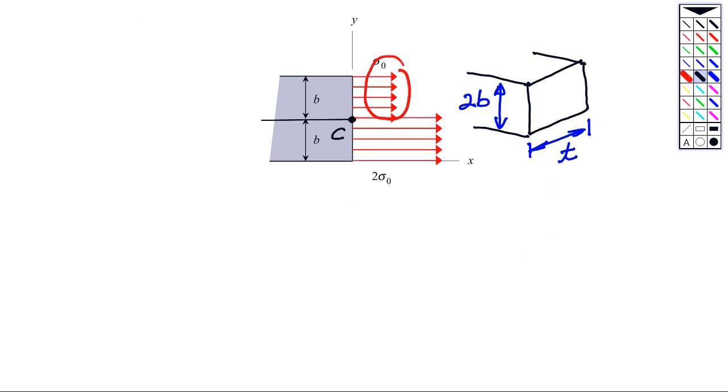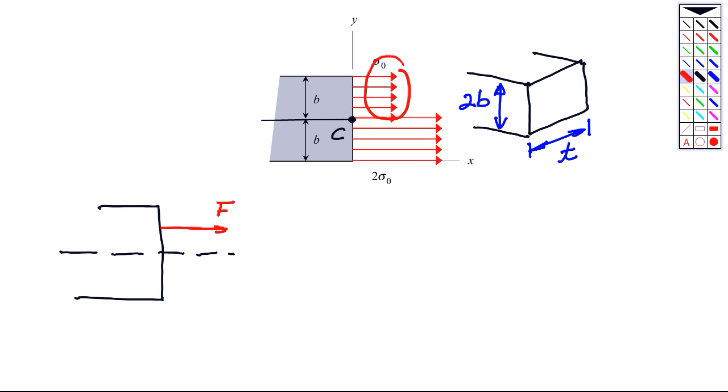So let's first replace the two pieces of the distributed load by discrete loads. So here is the cross-section of the beam again. The top half will represent that resultant force by F naught, where F naught is the stress of sigma naught times the cross-sectional area of the top, that's just b times t. On the bottom, it's 2 F naught, because the normal stress is twice as much.